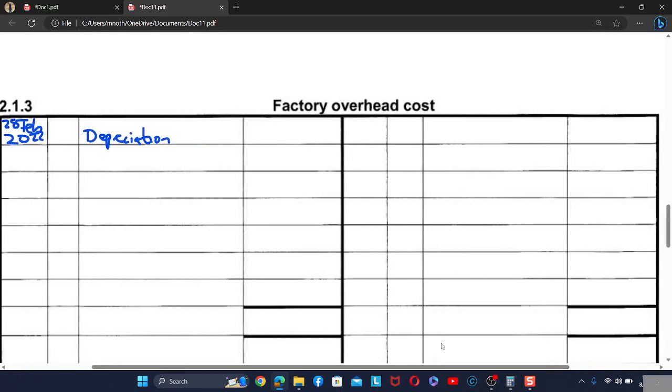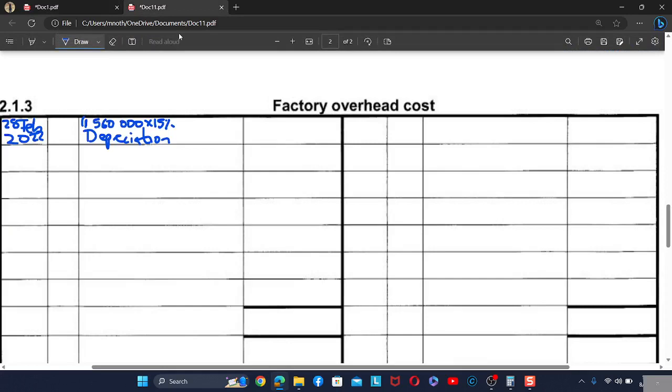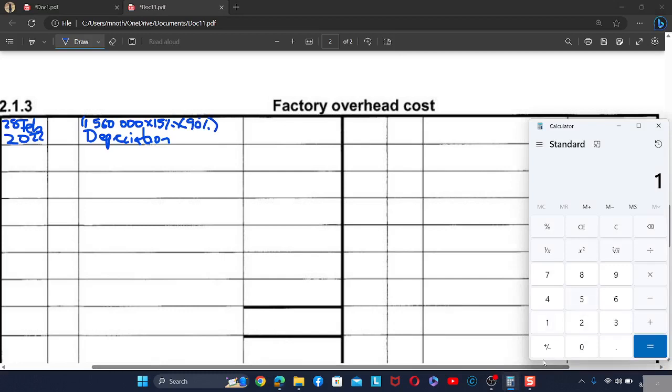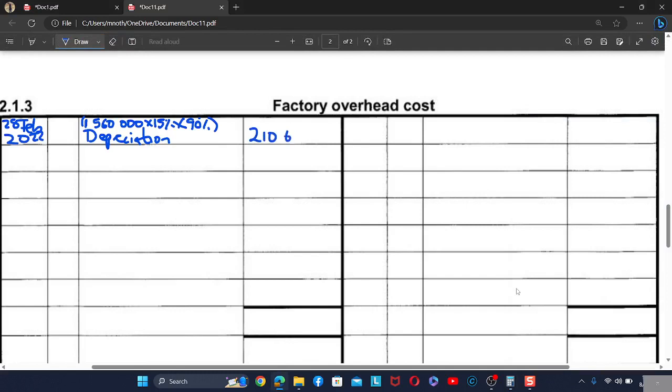1,560,000 multiplied by 15%, because we are looking for the depreciation. But after finding the depreciation, we must multiply it by 90% because 90% is for the factory overheads. So 1,560,000 multiplied by 15% multiplied by 90% is going to be 210,600.